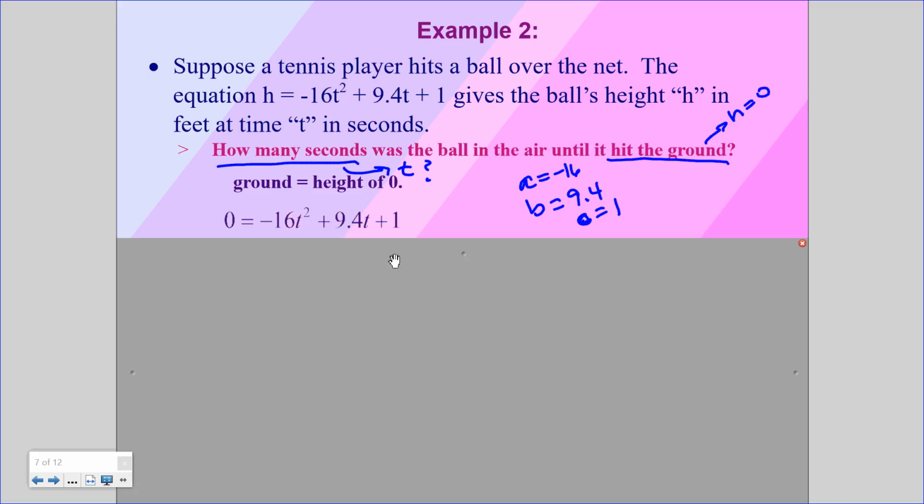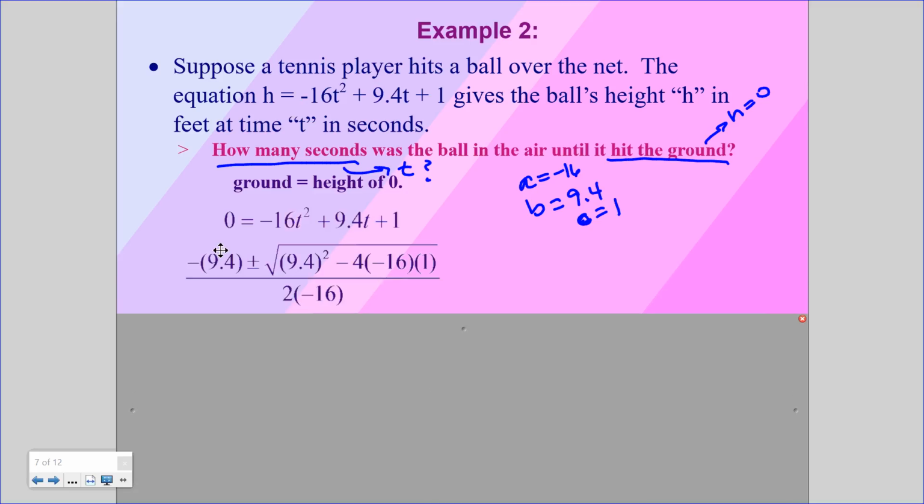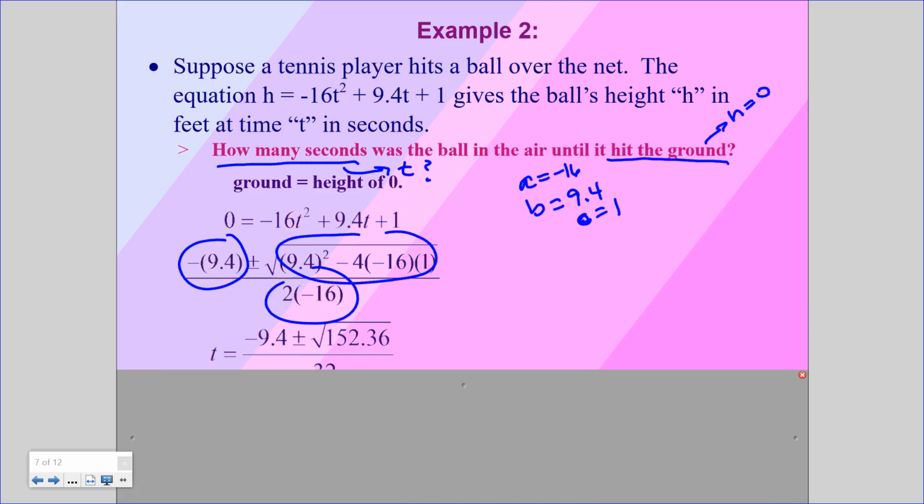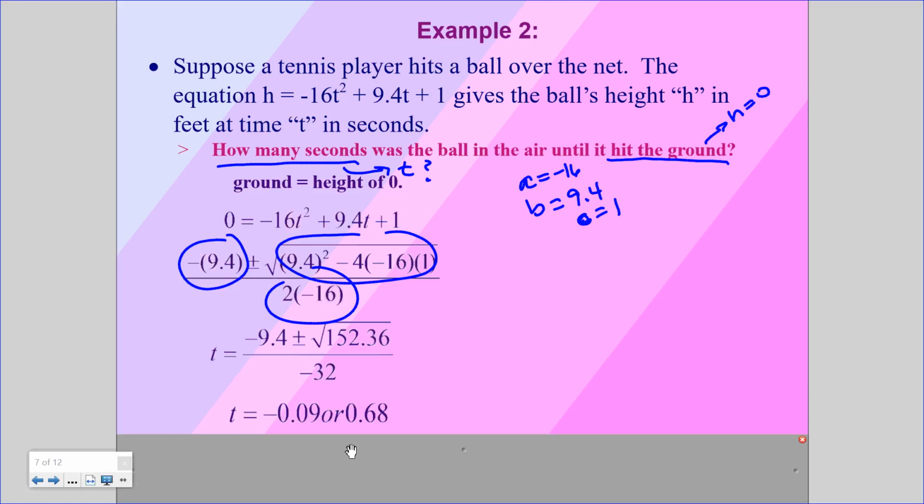Okay, so hopefully you substituted A, B, and C into your formula, then simplified your 3 chunks to get negative 9.4 plus or minus the square root of 152.36 all over negative 32. And when you solve for t, because of the plus or minus and your discriminant being positive, you will find 2 possible times where your ball hits the ground. Now, one of these times hopefully doesn't make sense to you.